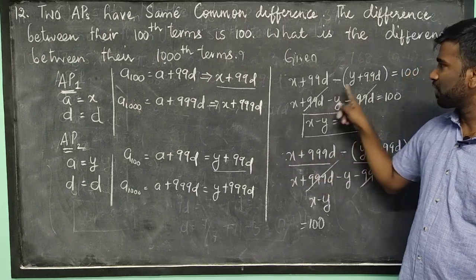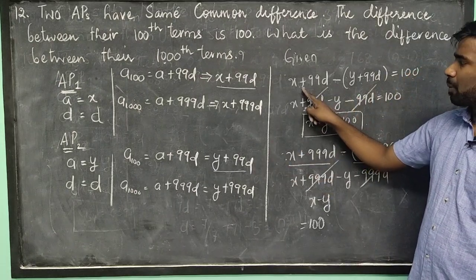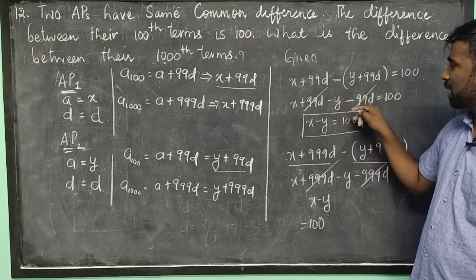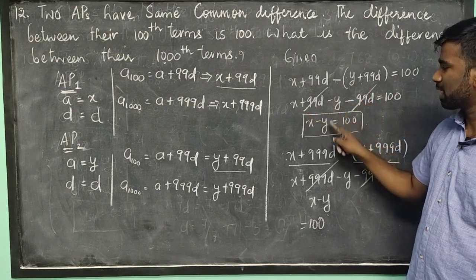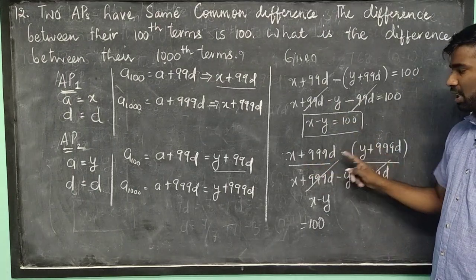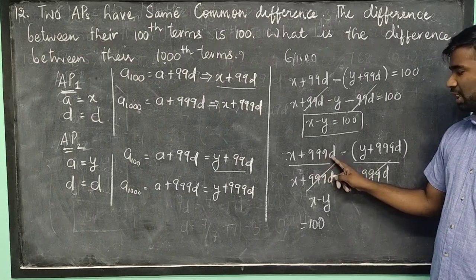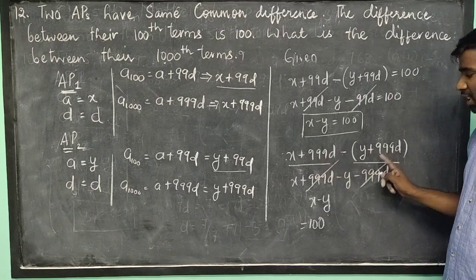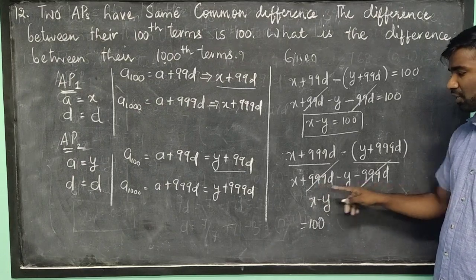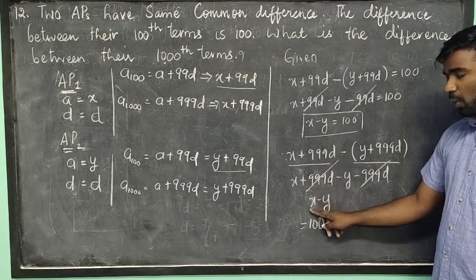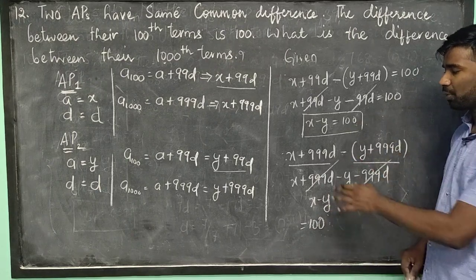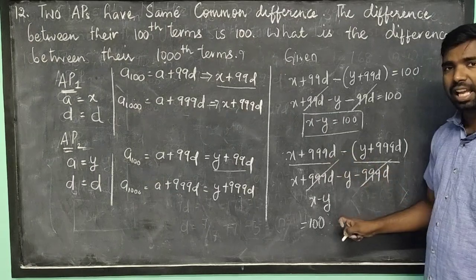The condition is the difference between the 100th terms is 100, that is X plus 99D minus Y plus 99D. The plus 99D minus 99D will cancel out, and X minus Y equals 100. Now we should find the difference between the 1000th terms: X plus 999D minus Y plus 999D. Plus 999D minus 999D will cancel out, and we get X minus Y. The value of X minus Y is 100. Therefore, the difference between the 1000th terms is 100.